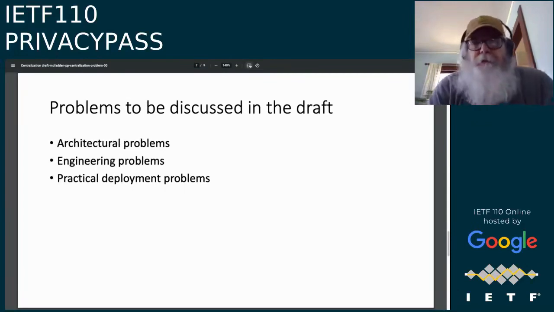Now, towards the end of the consolidation draft, there's a discussion of what the architectural problems are for Privacypass, what the engineering problems are, and what the practical deployment problems are. One of the things that's good about the architecture draft is that the authors are very upfront about these. It's very clear. And so much of the stuff that's in the consolidation draft simply refers to analytic work that was done when the architecture draft was written. But it's important for it to be in the consolidation draft because it results really in the consolidation problem statement. Next slide, please.